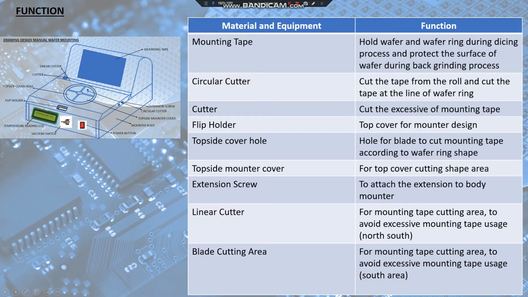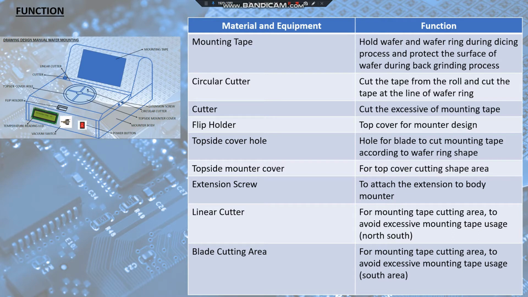Next, I will explain about the drawing design of wafer mounting and its function. First, as we can see, the mounting tape: its function is to hold the wafer and wafer ring during the dicing process and protect the surface of the wafer during the back grinding process. Second, the circular cutter cuts the tape from the roll and cuts the tape at the line of the wafer ring. Third, the cutter cuts the excess mounting tape.